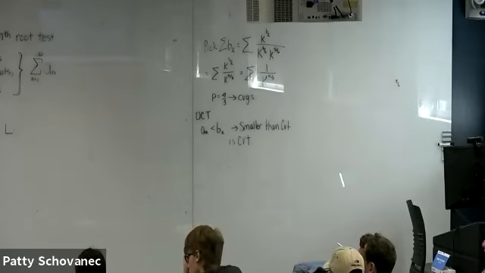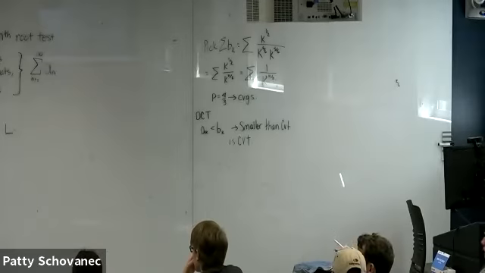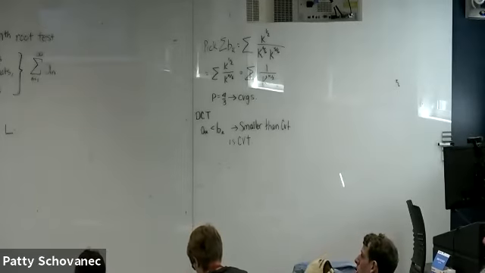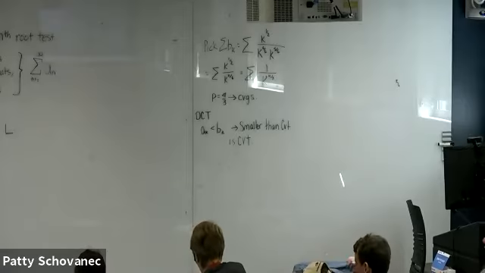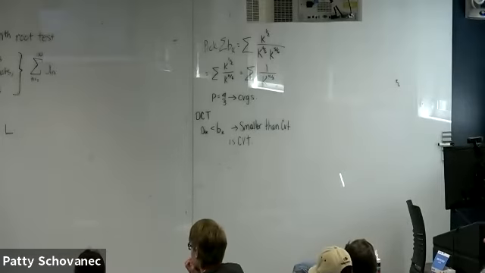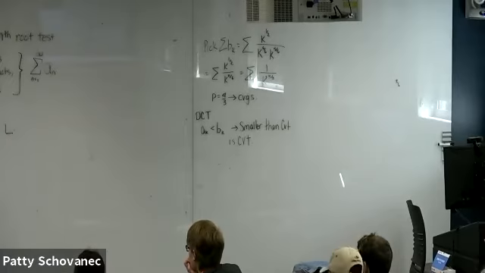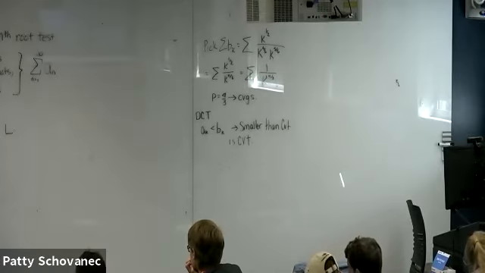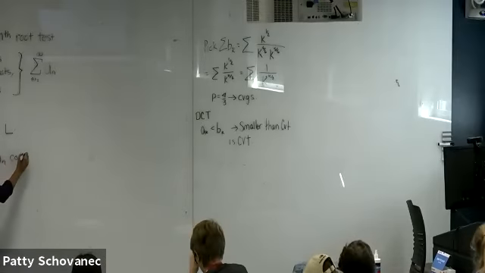Each term is a bit smaller than the term before it, and smaller and smaller, right? So if that limit's smaller than 1, then the previous term is bigger than the next term. It's getting smaller and smaller and smaller as a product. And so the series converges.